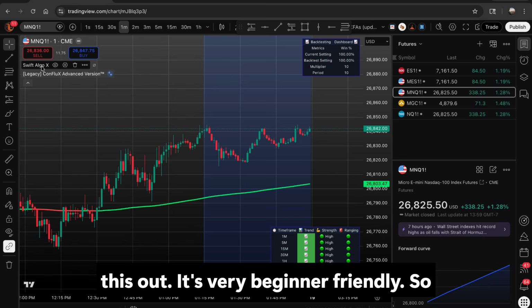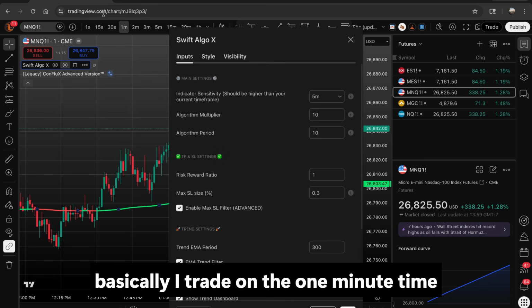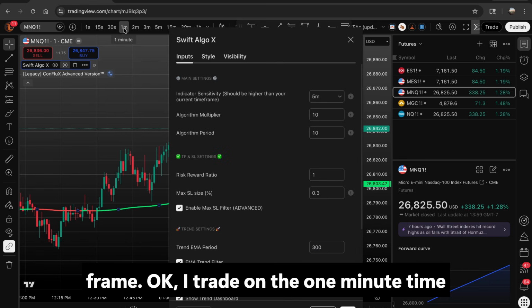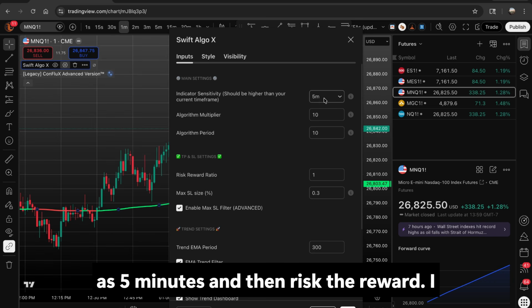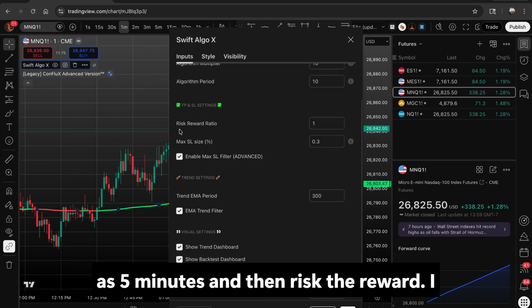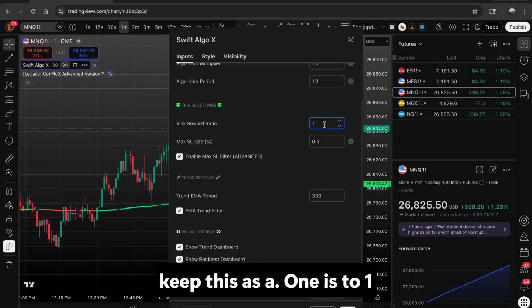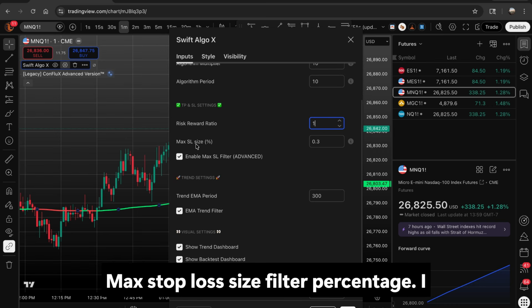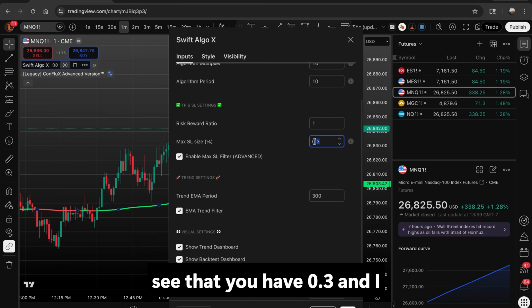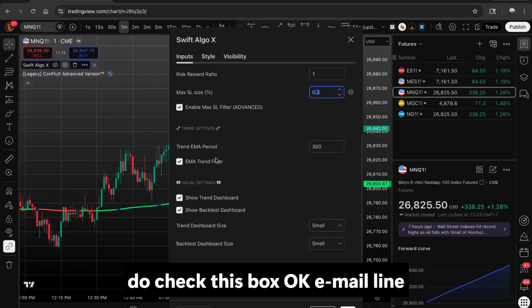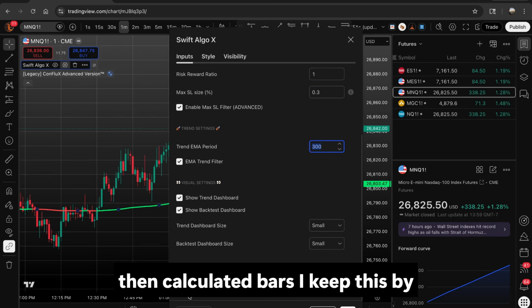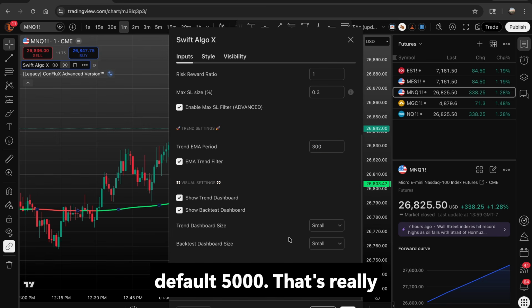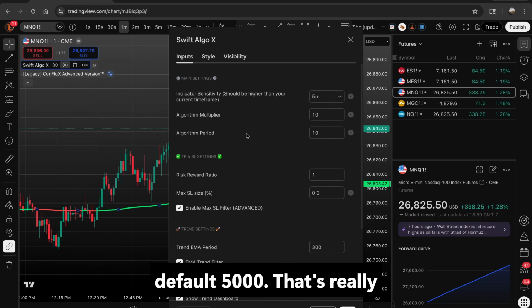It's very beginner friendly. I trade on the 1 minute time frame. I choose the indicator sensitivity as 5 minutes, and for risk to reward, I keep this as a 1:1. Max stop loss size filter percentage, I set that to 0.3, and I do check this box. Email line, I keep by default 300, and calculated bars, I keep by default 5,000. That's really all I do with this one.